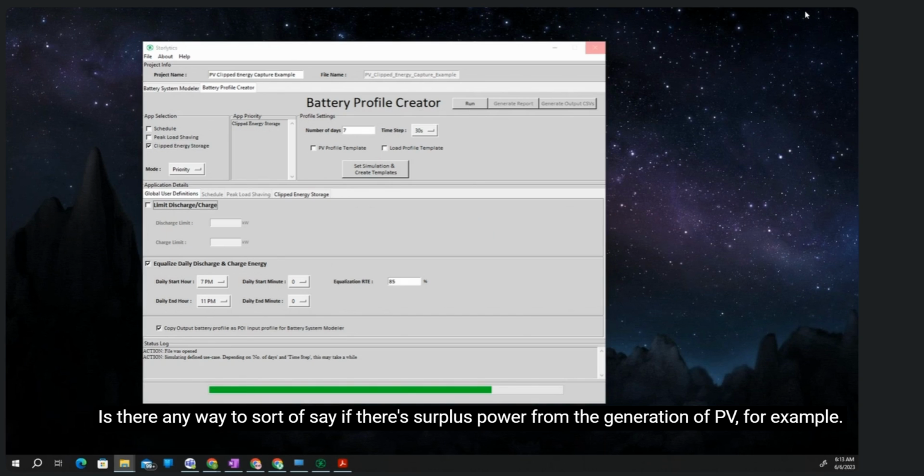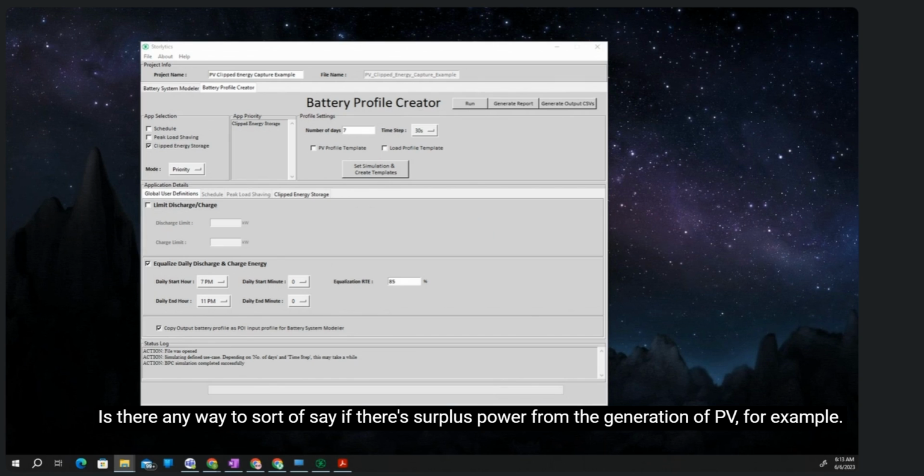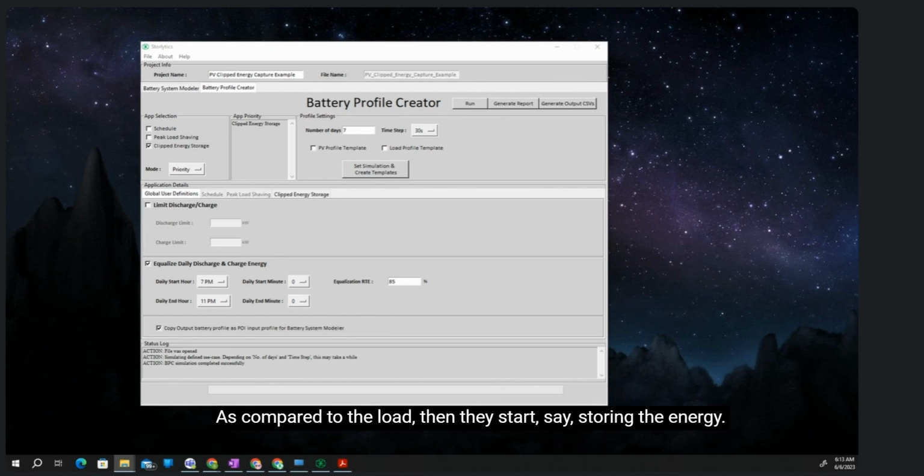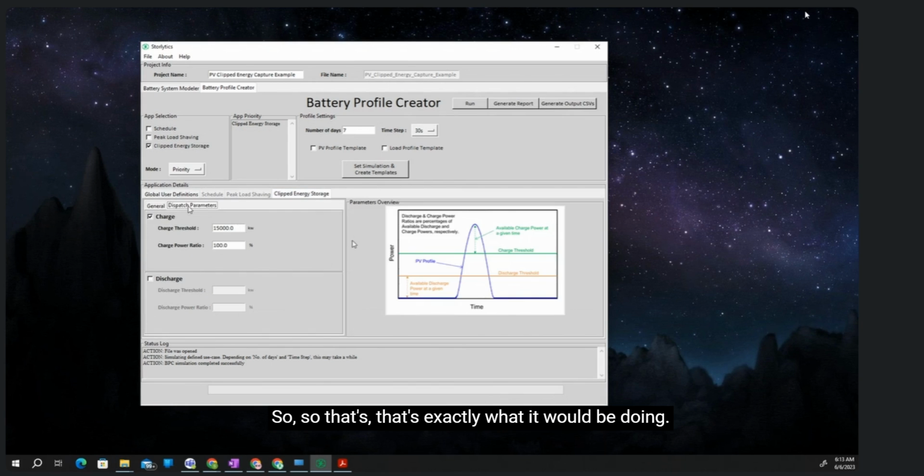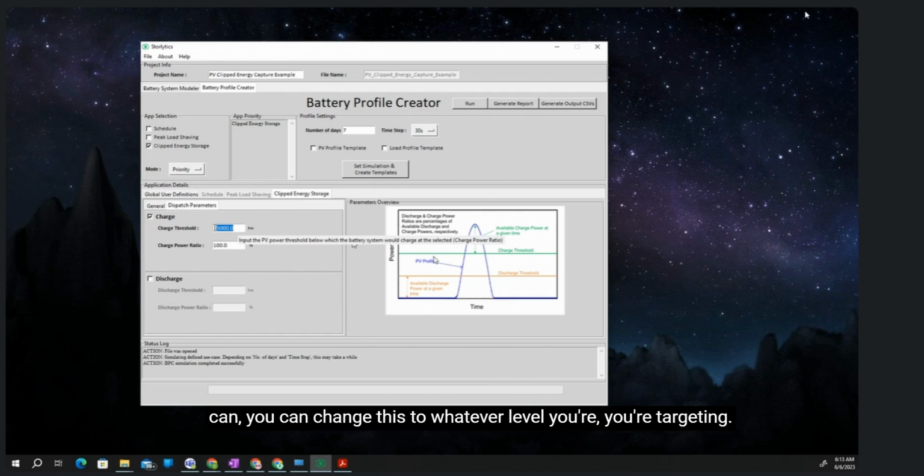Is there any way to say if there's surplus power from the generation of PV, for example, as compared to the load, then start storing the energy? Yes, so that's exactly what it would be doing. Here you're assuming that surplus power would be anything beyond 15 megawatts in this case, but you can change this to whatever level you're targeting.